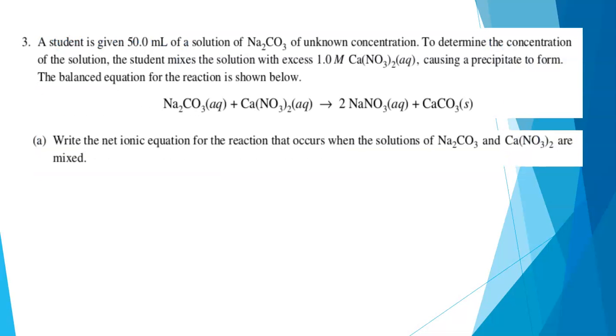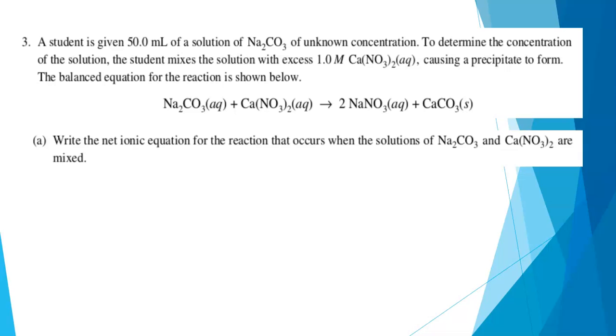All right, a student is given 50 mL of a solution of sodium carbonate of unknown concentration. To find the concentration, the solution gets mixed with excess 1 molar calcium nitrate, causing a precipitate to form. Here's the balanced equation. Okay, well, you can read that. I don't need to read that out loud to you. Part A asks, write the net ionic equation for this reaction.